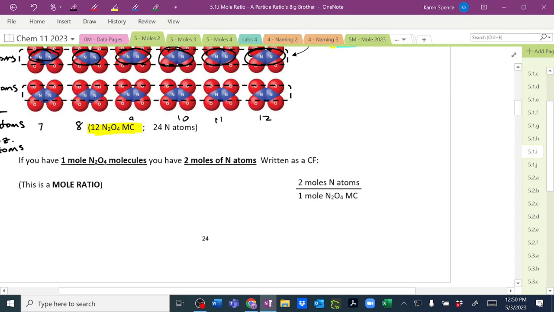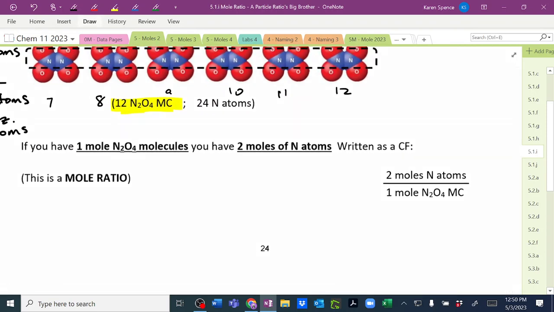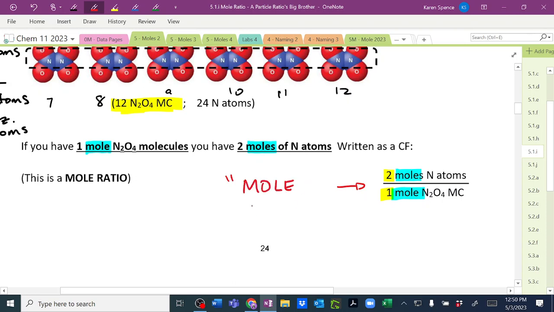Now, I did not draw out a mole of the molecules because, you know, not enough paper, right? But if you have 1 mole of N2O4, you're going to have 2 moles of N atoms. So once again, we have a 2-to-1 ratio. And this one is called not the particle ratio, but the mole ratio. But the numbers are the same as the particle ratio.